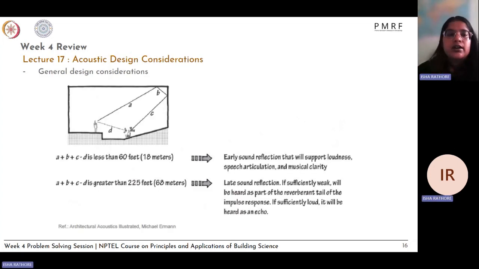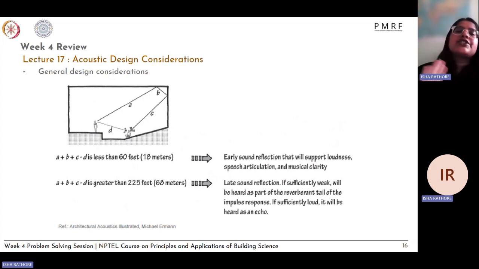Okay, now moving on to lecture 17, where we also looked at the acoustic design considerations, where we looked at general design considerations for the design of spaces where sound is a key parameter, is of key importance, like your theaters, which have a major sound component, your orchestra halls, lecture halls, anywhere where there's a speech environment, where speech is the most important form of communication or is what you're listening to.